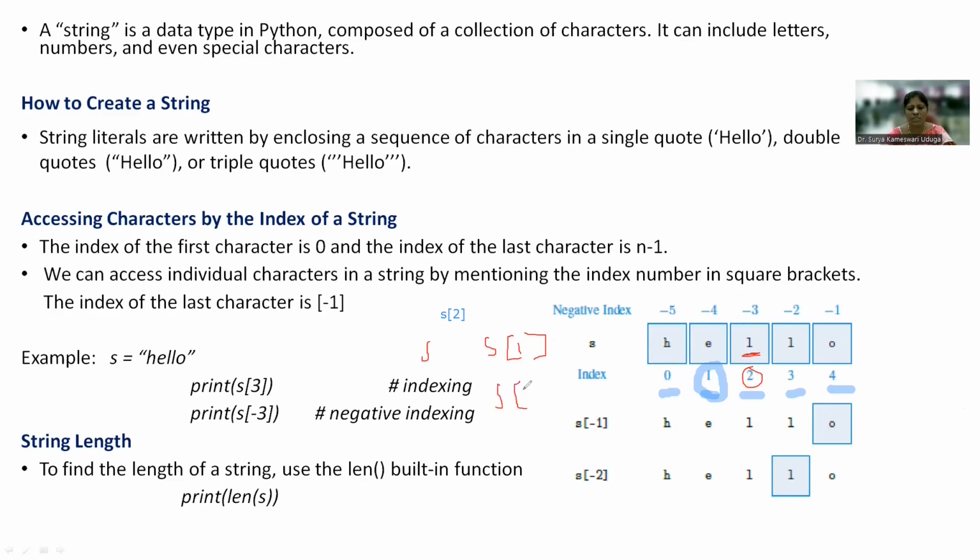How many index numbers are there for a string? That is 0 to n minus 1. The starting index number is 0 and the last index number is the length of the string minus 1. If there are n characters in a string, what is the index of the last character? n minus 1. Like this, with the help of the variable name along with the index, we can access the characters of a string. Now we will see an example.